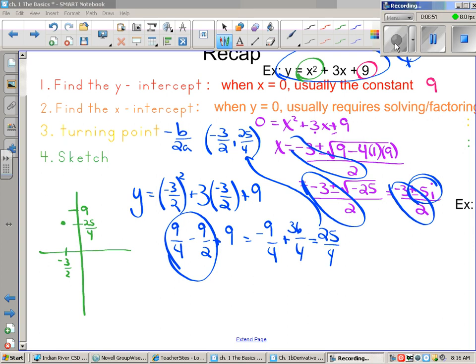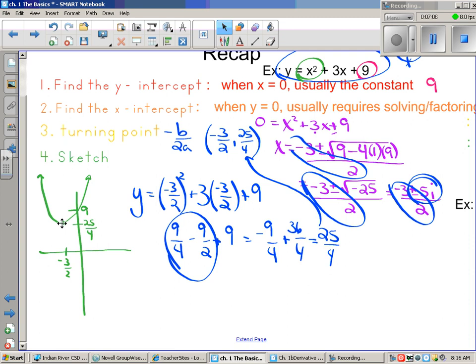So all we're going to do then is, we know this is the turning point. So start there, and it's got to go up. It's got to pass through the 9. So up it goes. And the other side's just going to be symmetric on the other side. Hopefully that's clear enough for you. Okay, there's going to be some more examples here. I want to at least try to get one more in.